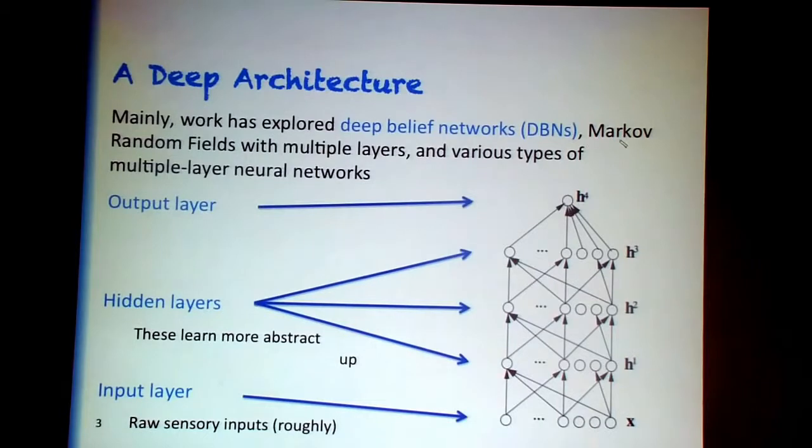Then our model will move up through progressive layers, which will learn more abstract, more useful representations of the input space. What happens right at the top depends on the task. What I've shown in this picture is a classic supervised prediction task, so at the end of the day there's one output unit making some kind of prediction, though it might be other things. In general, deep learning has mainly explored deep belief networks, which are Markov random fields with multiple layers like in this picture, or various other kinds of multiple layer neural networks.